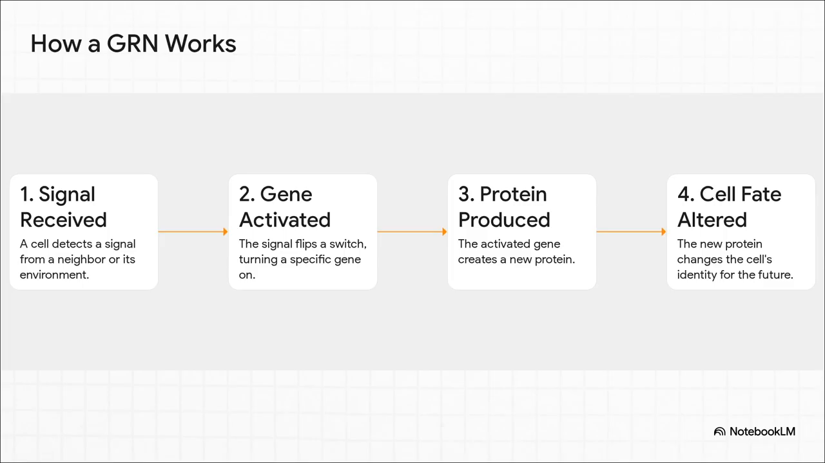Well, imagine a cell gets a signal. Could be from a neighbor cell or maybe just a chemical in its environment. That signal flips a switch on the GRN and boom, a specific gene gets activated. That gene then makes a protein, and that protein literally changes the cell's identity. It pushes it down a certain path, completely altering its future.